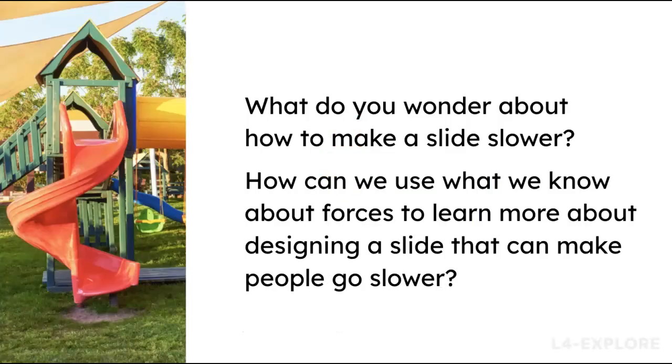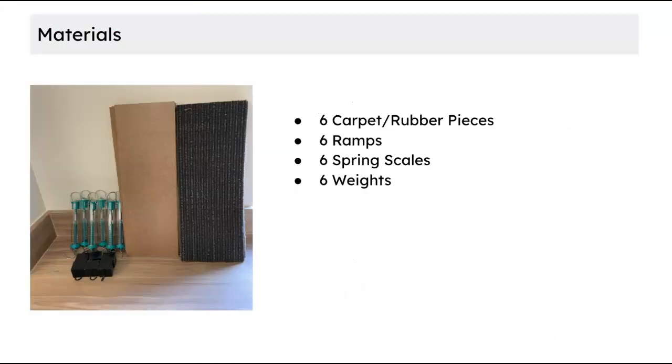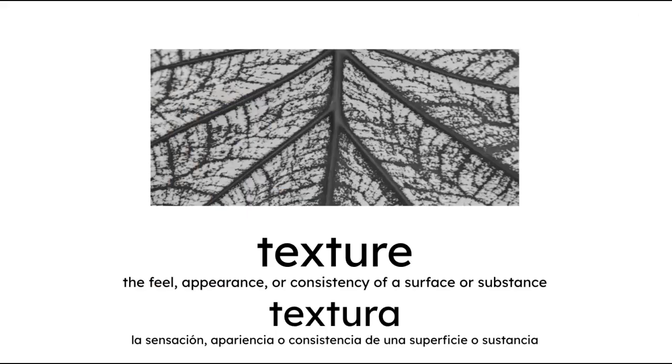For the Explore portion, you'll have students turn and talk about what they wonder about how to make a slide slower. You'll then show students the materials for this investigation. Before beginning, you'll demonstrate to students how the spring scale works to measure how much force is being applied. You'll ask students what they observe about the different surfaces and how they could use the materials to investigate how to make a slide slower. You can post and discuss the texture vocabulary card.